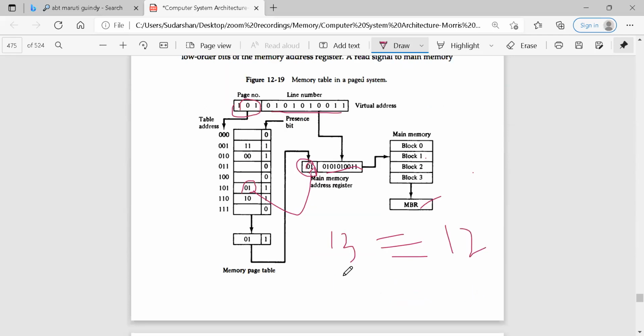This I can call L, logical, and this P, physical. A 13-bit virtual address is mapped onto a 12-bit physical address. How do we do it? Let me say here, this is a 3-bit page number and a 10-bit offset. So let me go here and erase this one.